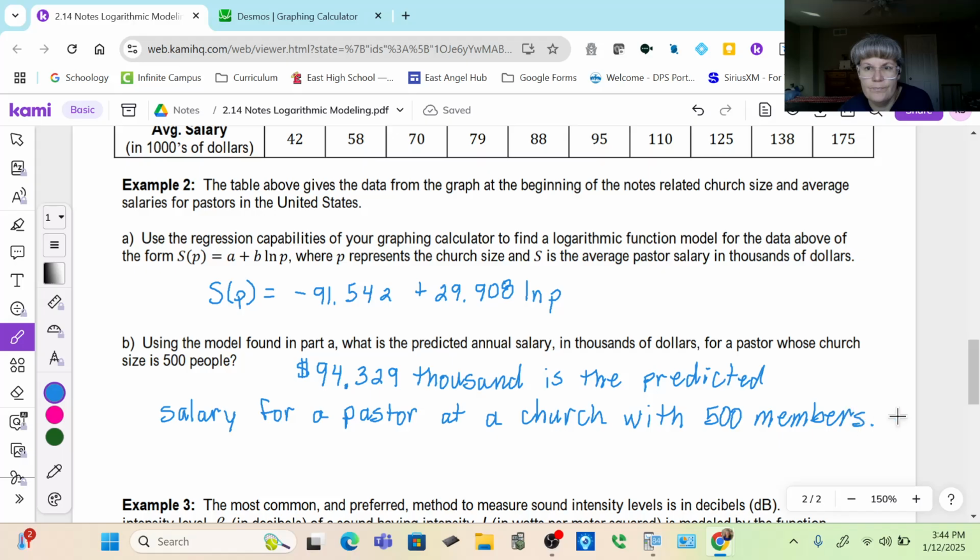You want to be very explicit when answering these problems on the AP exam. You want to give the value as specifically as you can and what it is representing. And this concludes my video for topic 2.14.